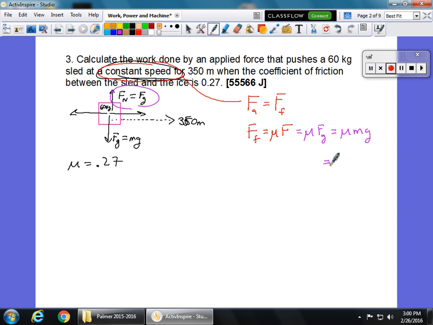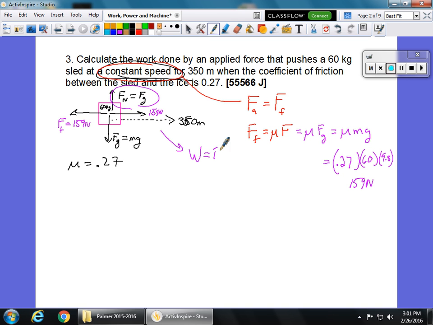So this we know. We have all of these values, so we're going to put in 0.27 for mu. We're going to put in the mass, which is 60. We're going to put in 9.8, and that's going to leave us with 159 newtons as the force of friction. Well, let's go back over here. That means the force of friction is 159 newtons, and that means the applied force is 159 newtons. So now we can calculate the work.